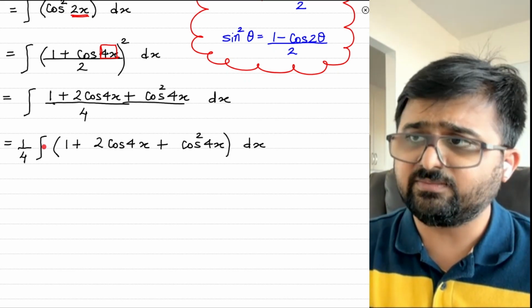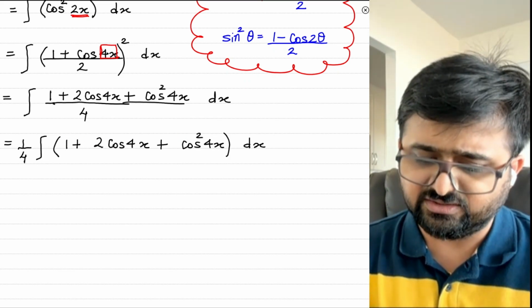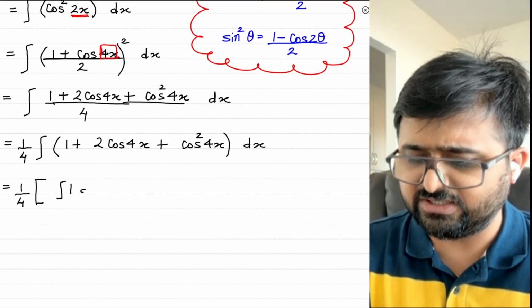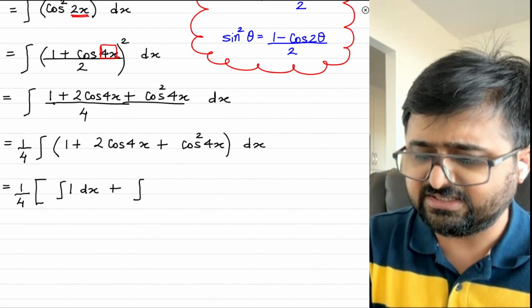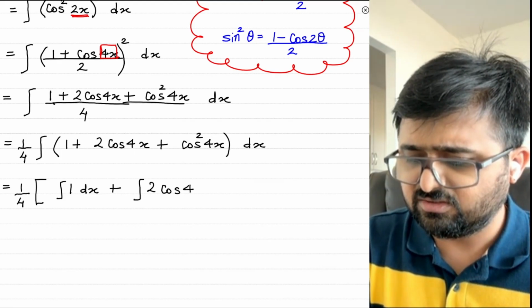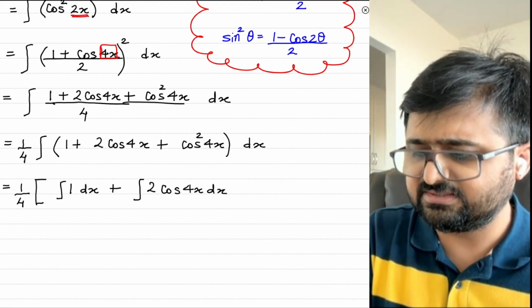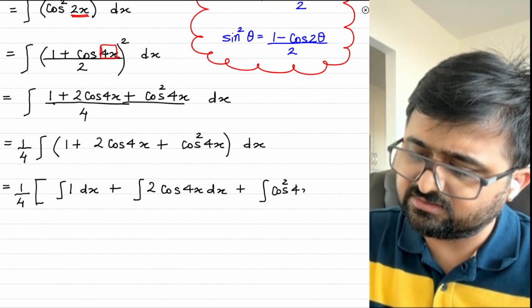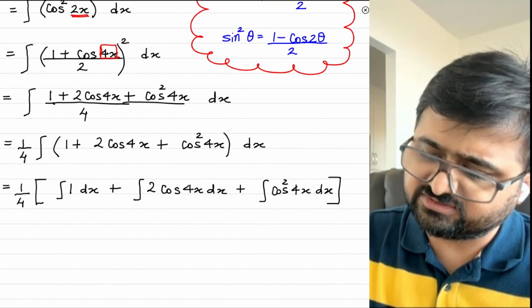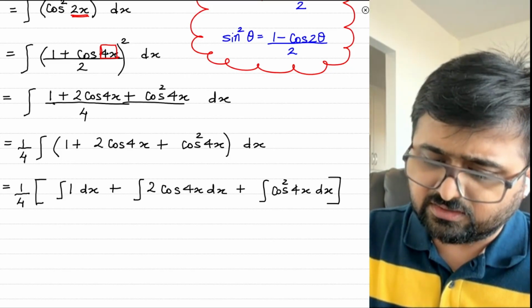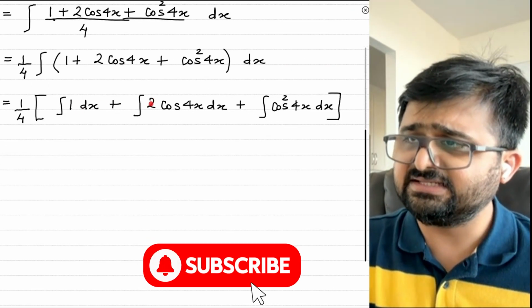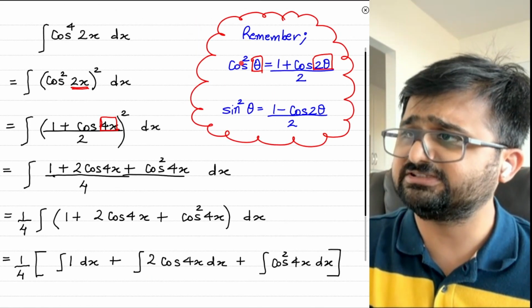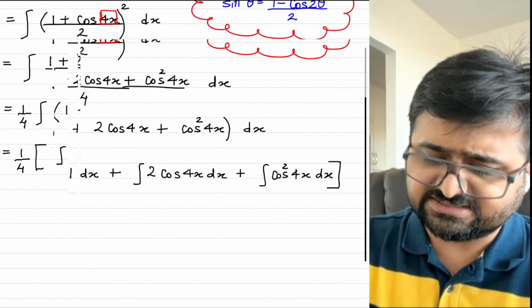Now this integral can be given to all of those terms inside of that integral. So I have 1 by 4. Let's open a bracket. I have the integral of 1 dx plus the integral of 2 cos 4x with respect to x plus the integral of cos²4x with respect to x, and let's close that bracket over here. Now we can integrate a couple of these terms very easily. For cos²4x, we can apply that power reduction formula again, which converts that power 2 into power 1. Let's see what we get by doing this.